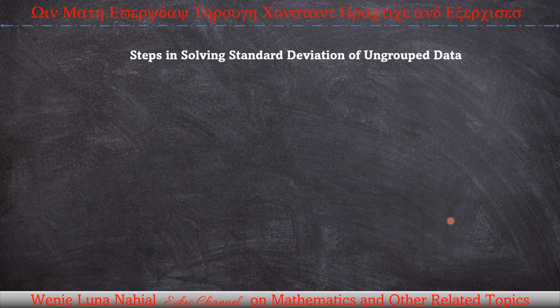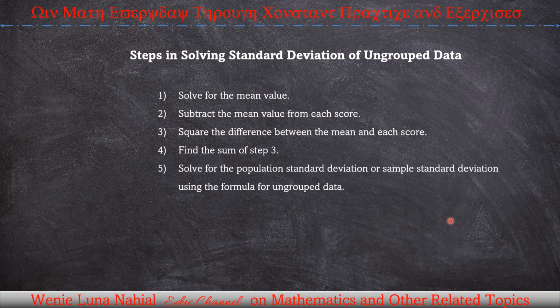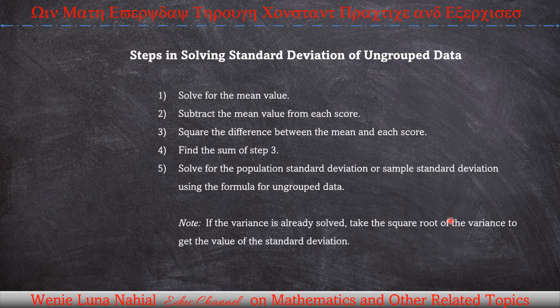Here are the steps in solving standard deviation of ungrouped data. Solve for the mean value. Subtract the mean value from each score. Square the difference between the mean and its score. Find the sum of step 3. Solve for the population standard deviation or sample standard deviation using the formula for ungrouped data.